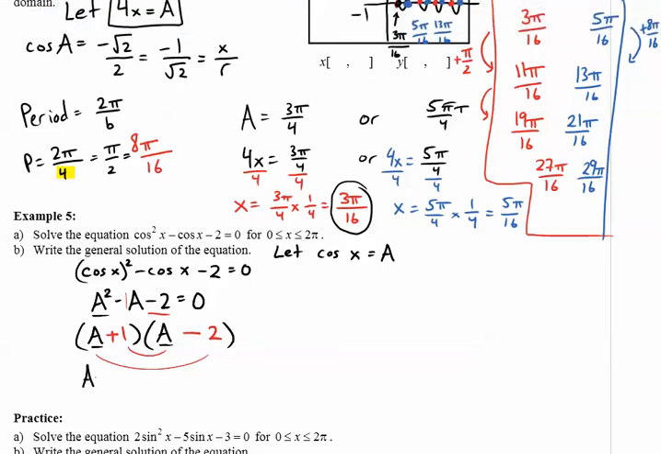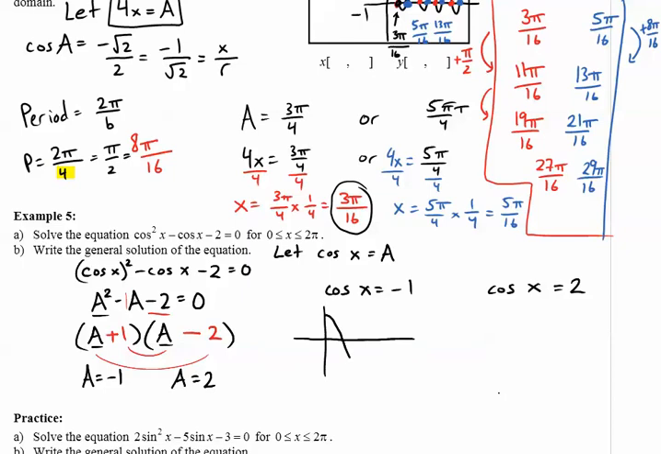Okay, so a is negative 1 or a is 2. There's 2 solutions. Now that I've solved the quadratic, I can put my cosine back in since a is actually cosine. So either cosine x is negative 1 or cosine x is 2. Let me just think about what this graph looks like.